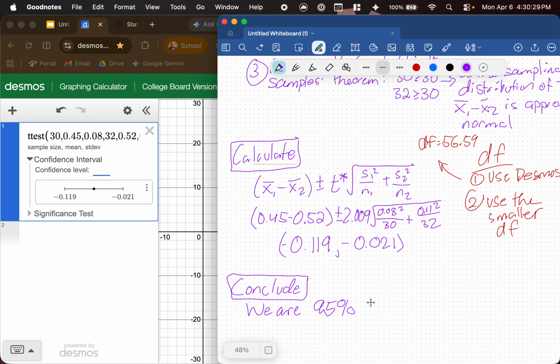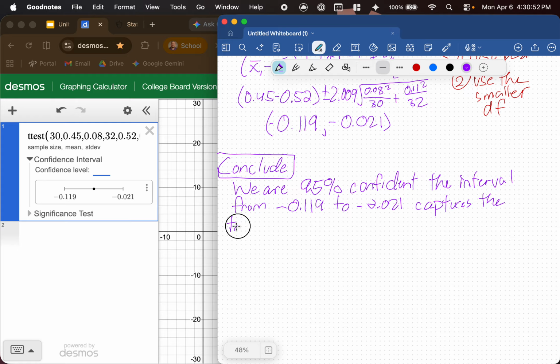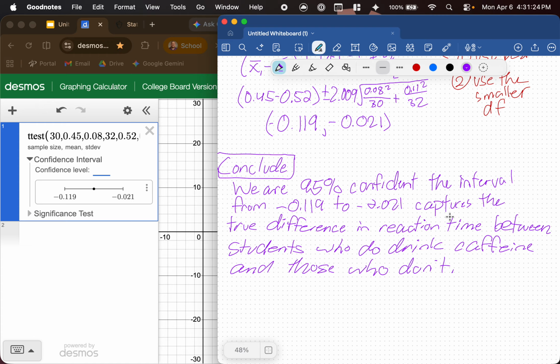We are 95% confident the interval from negative 0.119 to negative 0.021 captures the true difference in reaction time between students who do drink caffeine and those who don't. Cool, so we did all that.